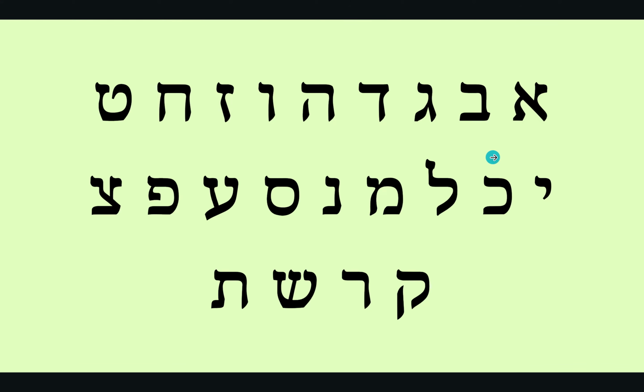Kaf can make a k or a ch sound. Lamed makes a l sound. Mem a m sound. Nun a n sound, and samech a s sound. Ayin is silent but can carry a vowel like aleph. But we need to know that aleph and ayin.